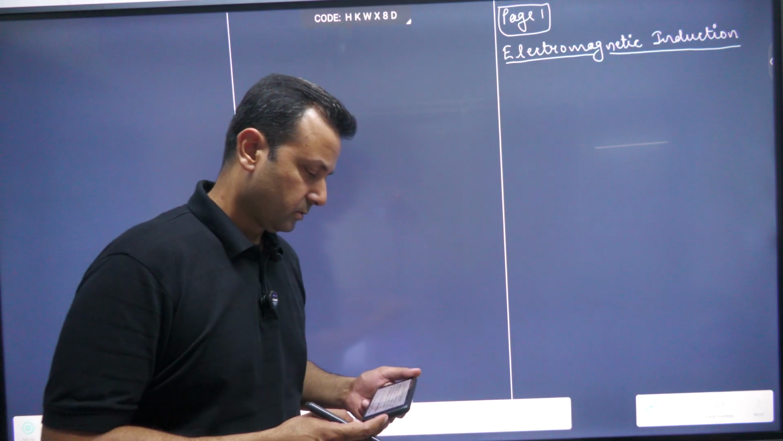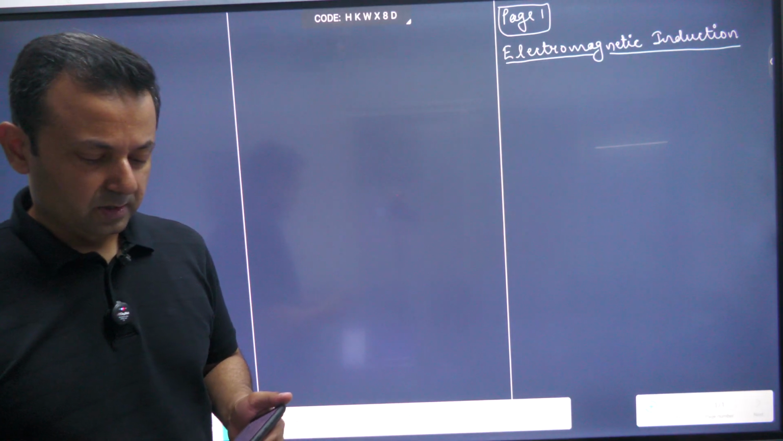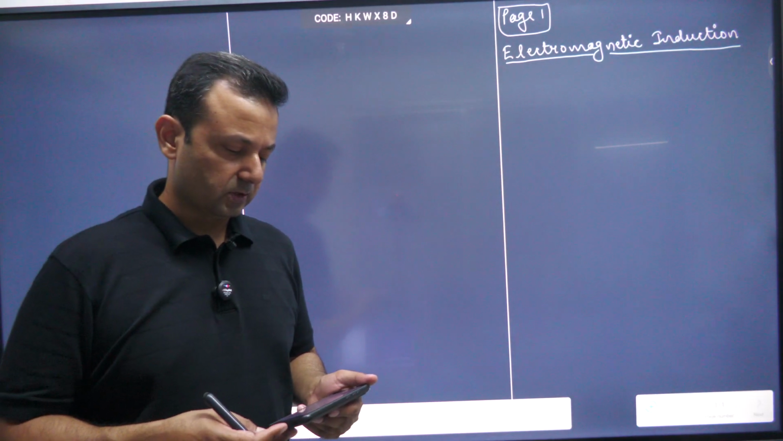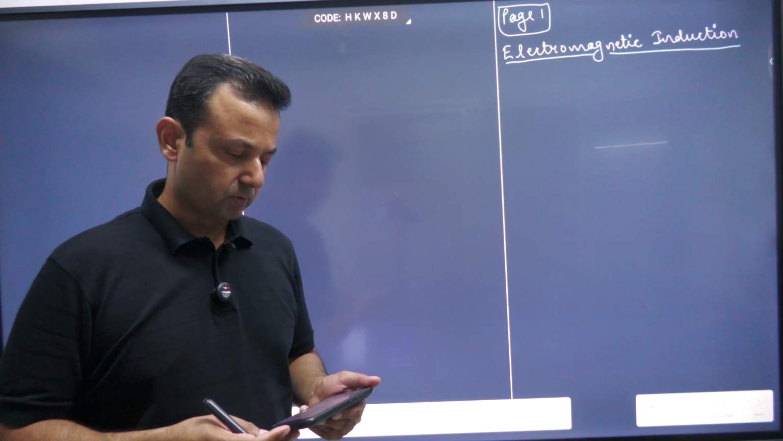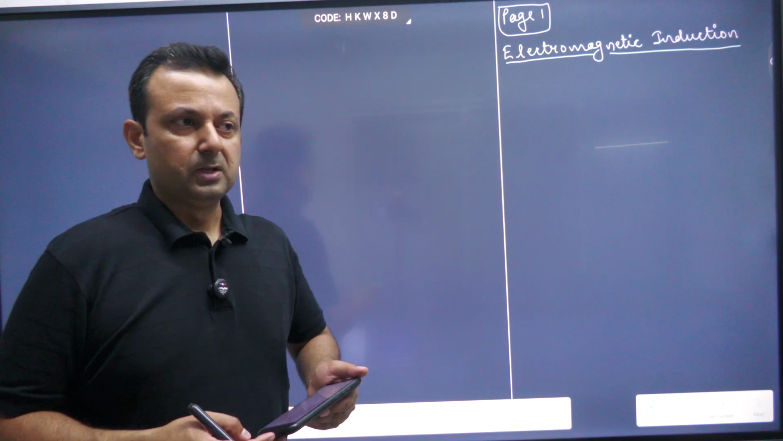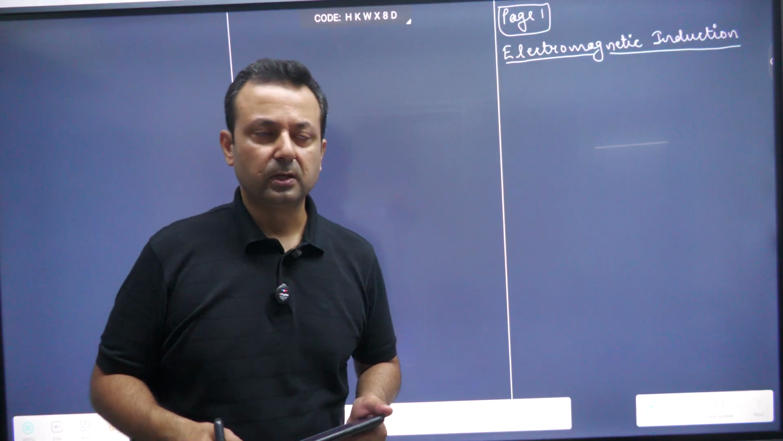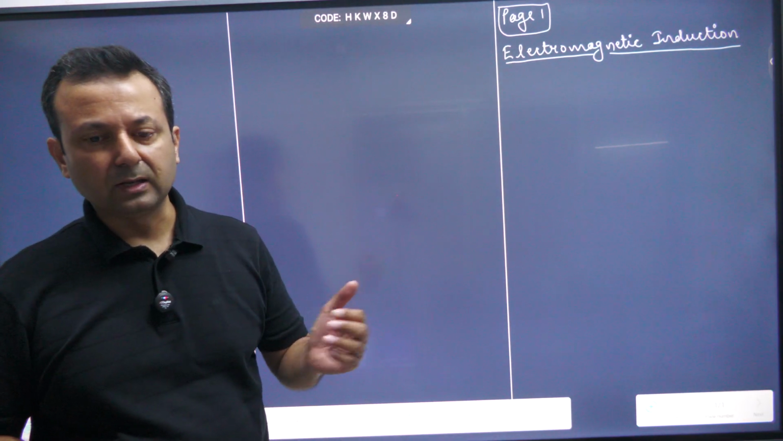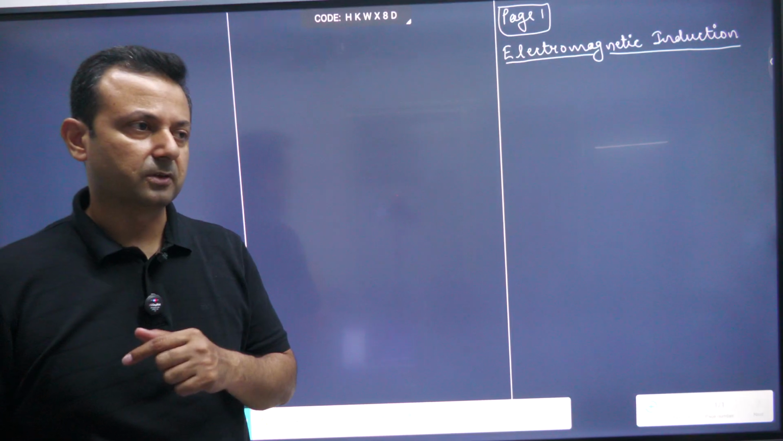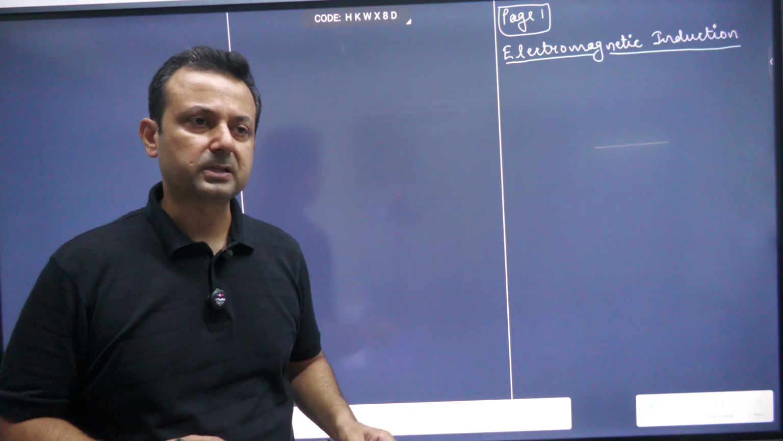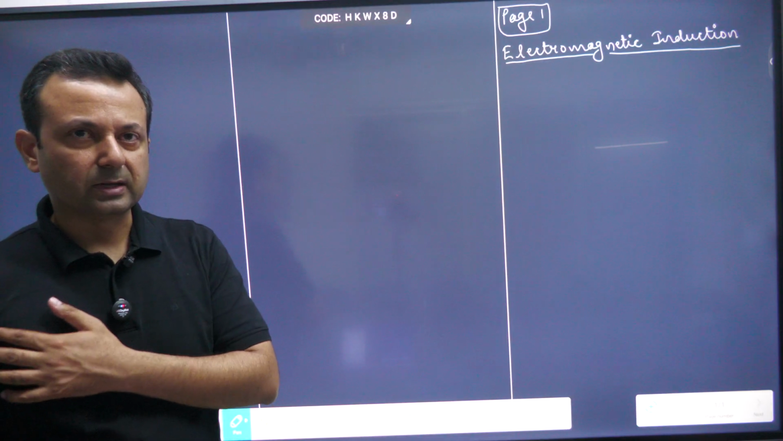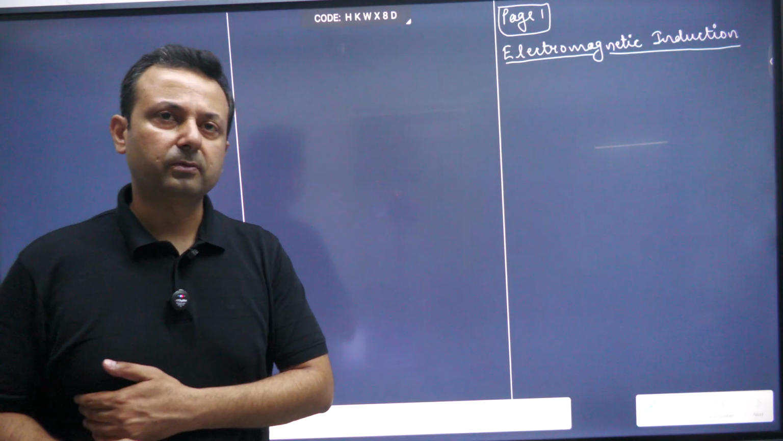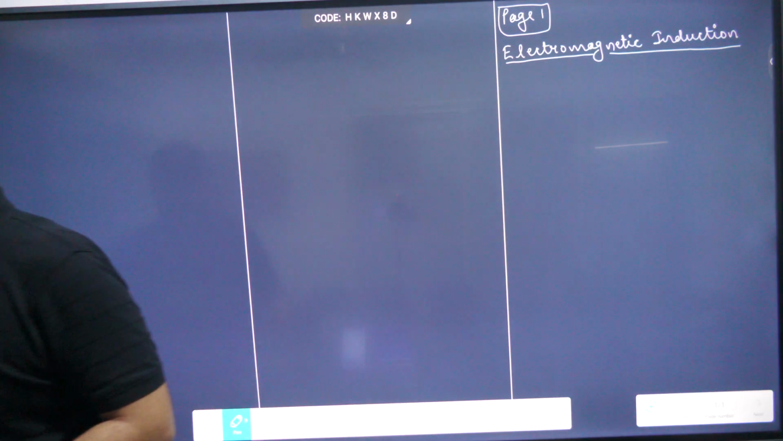Electromagnetic induction. The first topic is magnetic flux. The magnetic flux through any surface placed in a magnetic field is the total number of magnetic lines of force crossing this surface normally. If we have a closed surface, the total number of magnetic lines of force which crosses that surface represents what we call magnetic flux. Magnetic flux is the total number of magnetic lines of force which pass through a surface normally.